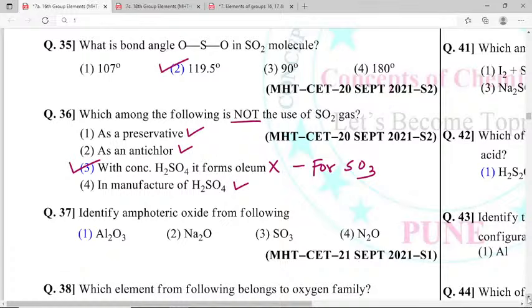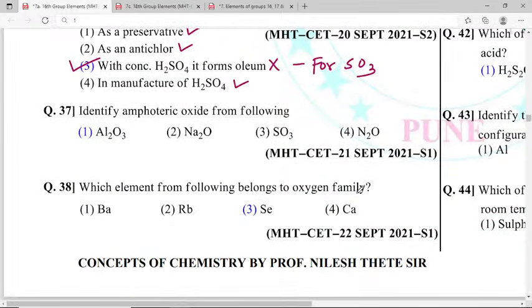Identify amphoteric oxide from the following. This is Al2O3 as the amphoteric oxide. This is basic oxide. This is acidic oxide. This is again acidic oxide. Please mention there amphoteric. Al2O3, alumina amphoteric, sodium oxide basic, sulfur trioxide acidic, N2O nitrogen oxide acidic.